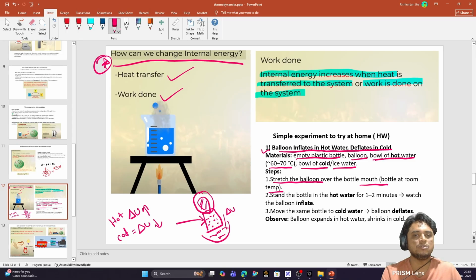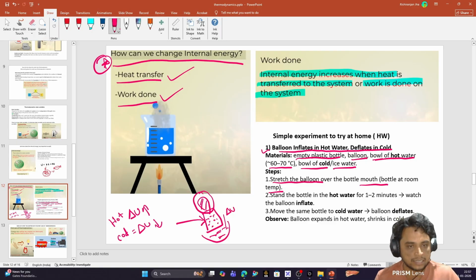Again, let's go to the basics. As I have told you, internal energy can be changed in two ways: by heat transfer and by work done. So after we have covered the concept of internal energy, we have understood how we can change the internal energy.